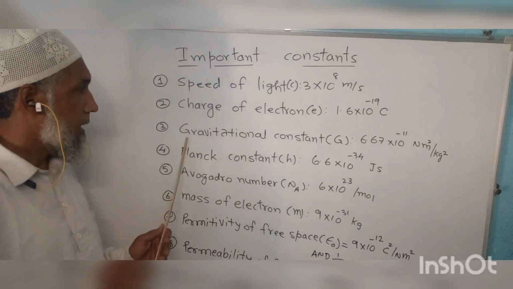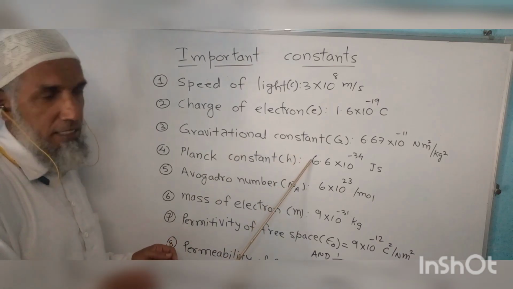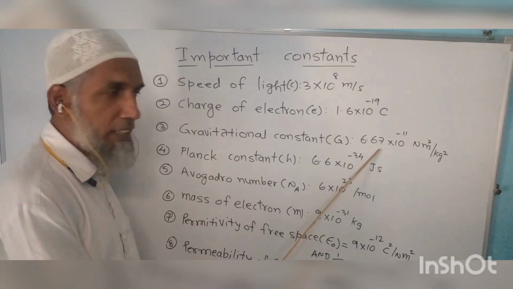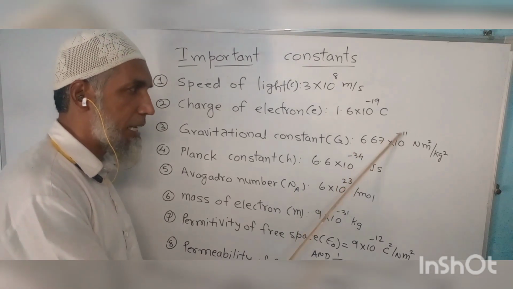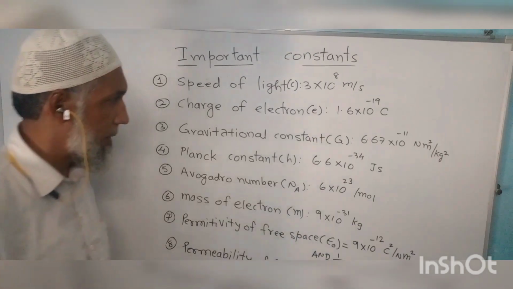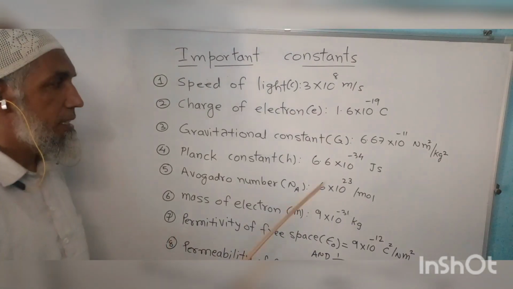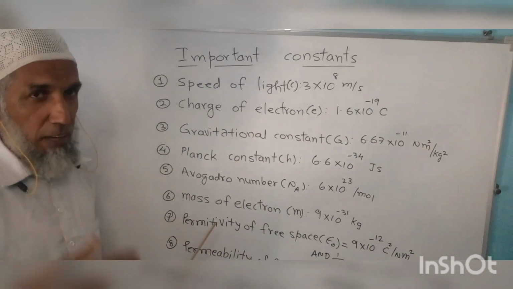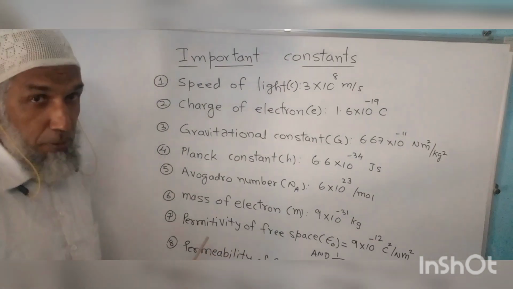Then gravitational constant, capital G, and its value is 6.67 into 10 to the power of minus 11 Newton meter square per kilogram square. This is capital G. Small g is acceleration due to gravity. Its value is 9.8 meter per second square.